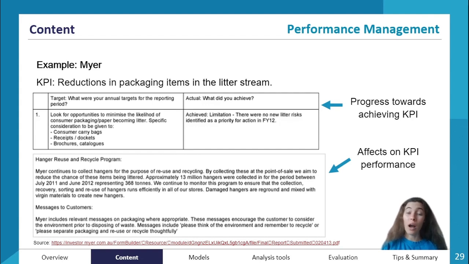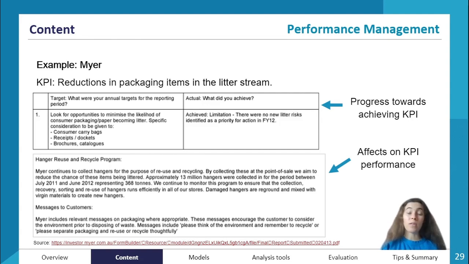reducing the packaging items in the litter stream. So this is sort of reflecting that move towards sustainability. We've got a target here. What were your annual targets for the reporting period? We can see that they wanted to look for opportunities to minimize the likelihood of consumer packaging becoming litter. And so they were specifically looking at carry bags, receipts and dockets, brochures, catalogs, and other sort of marketing materials.